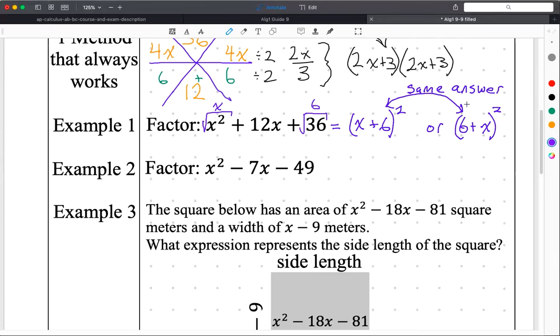Okay. So we don't do basically anything with the middle number. Like in this case, the 12x. Like we don't do anything to it. Yeah, you don't need to do anything to it. It's just there to verify that it is a perfect square.